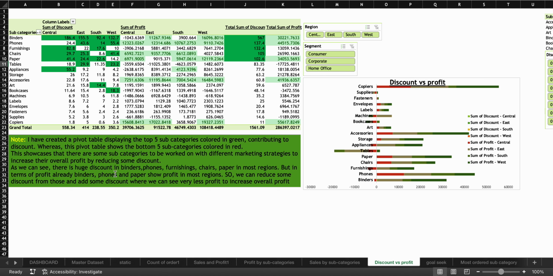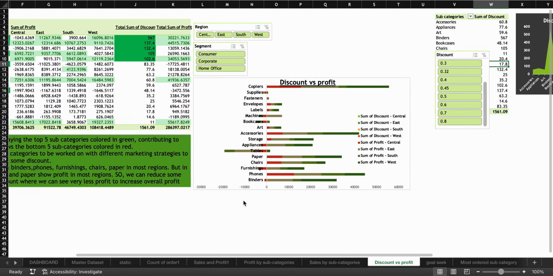As we can see, there is a huge discount in binders, phones, furnishings, chairs, papers in most of the regions. But in terms of profit, binders, phones, and paper already show profit. So why not take out a bit of discount from there and put the discount in the other subcategories, where after discount it can contribute in increasing the sales, and so in increasing the profit. That way the company can work.